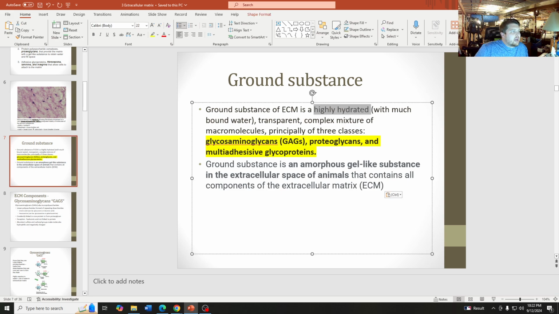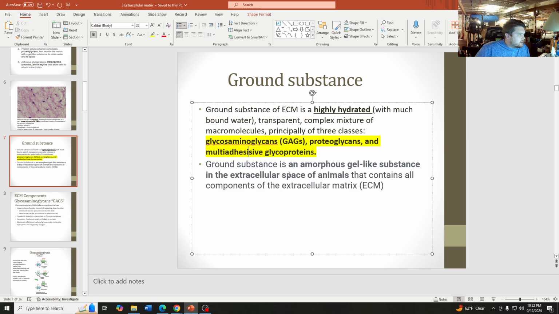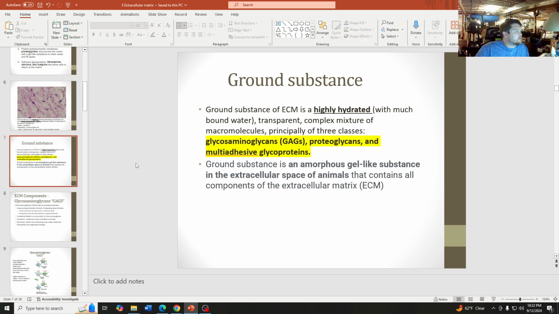It's highly hydrated, found with a bunch of water. We've covered that a couple of times. Our body's mostly water. It's transparent. It's a complex mixture of macromolecules, especially glycosaminoglycans, also called GAGs, proteoglycans, and then multi-adhesive glycoproteins.